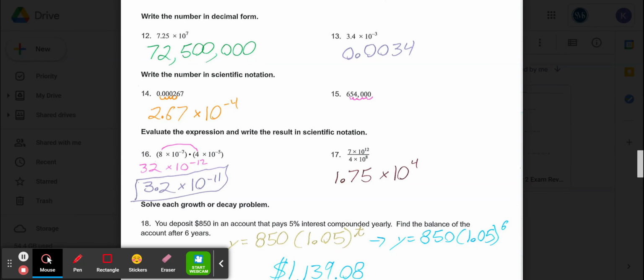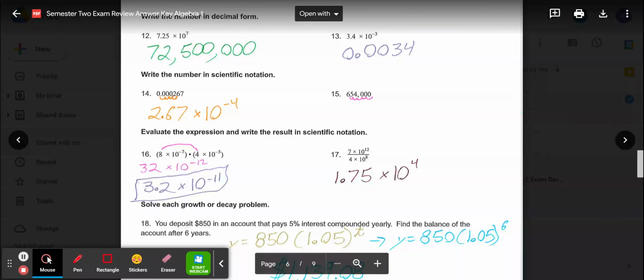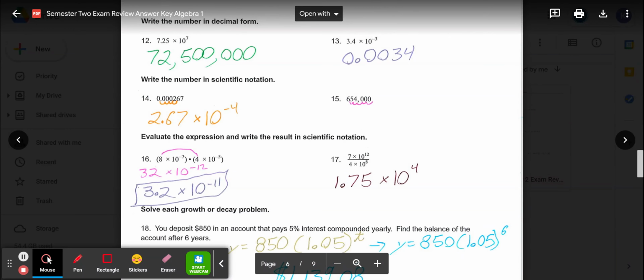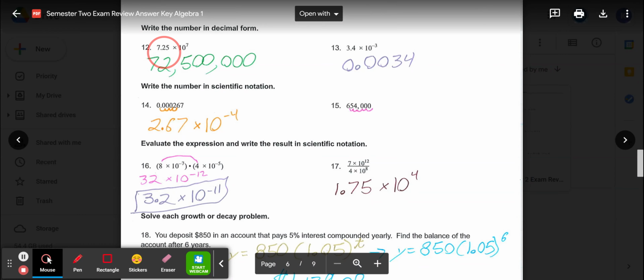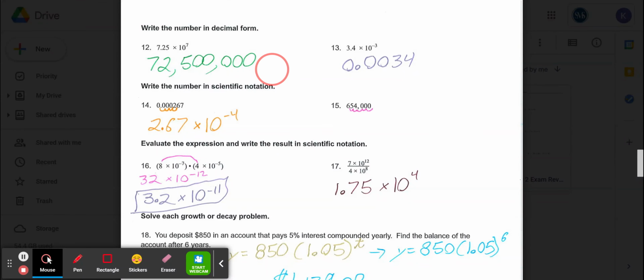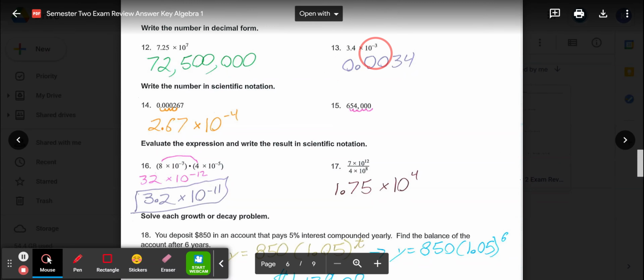Picking up with part 2 of our algebra review video, we're looking at scientific notation. So remember, in scientific notation, we can only have one digit in front of the decimals, and we get rid of all trailing zeros. So for number 12, 7.25 times 10 to the 7th would be adding 7 decimal places, moving the decimal 7 spots to the right, 72,500,000. 10 to the negative third, negative power, we move the decimal left.